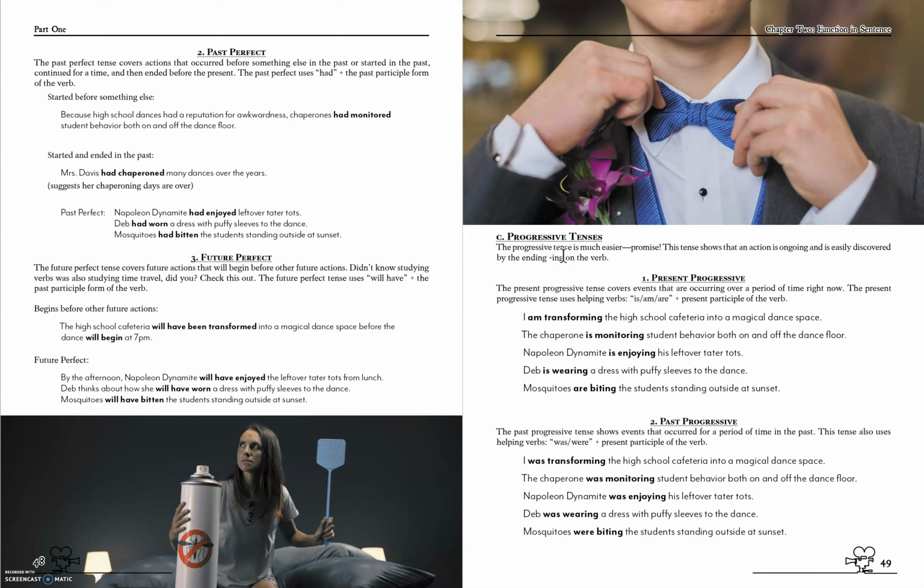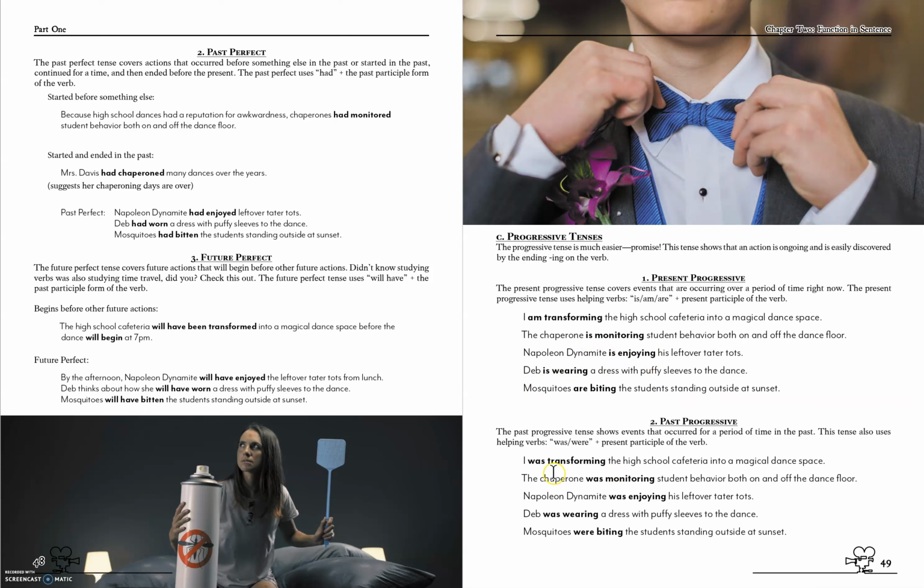Now, because we're not okay with just the simple tense and the perfect tense, we need the progressive as well. So the present progressive means you added an ing. That's all the progressive means. It means continuing. So I am transforming. I'm in the process, right? The chaperone is monitoring. He is enjoying his tots. She is wearing a dress. They are biting the students.